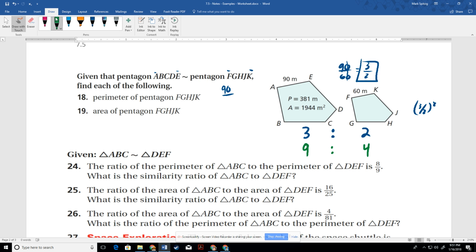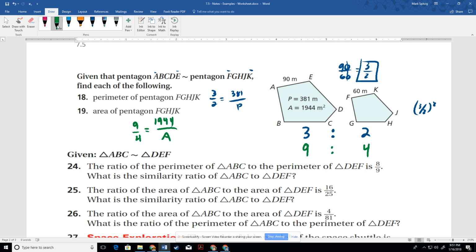Okay, so now we have those things ready to roll here, and now we can start our proportion. And I can say, okay, well, I know the perimeter of the larger one is 381. So at 3/2, I can say 3/2 is going to be 381 over the perimeter. And then while I'm at it, I'll set up this one as well, and then we can just do some solving. But we get 9/4 is going to be the ratio of the areas, and the area of the larger one is 1944, and we're trying to find the area of the small one.